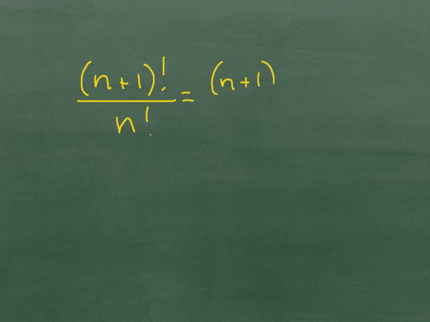Suppose you need to simplify n plus 1 factorial over n factorial. The bigger number is obviously the one on the top, so I'm going to write this as n plus 1 times the next one down, which is n, and I'm going to stop there. So it's n plus 1 times n factorial. We have n factorial on the bottom, so we just end up with n plus 1, and we're done.